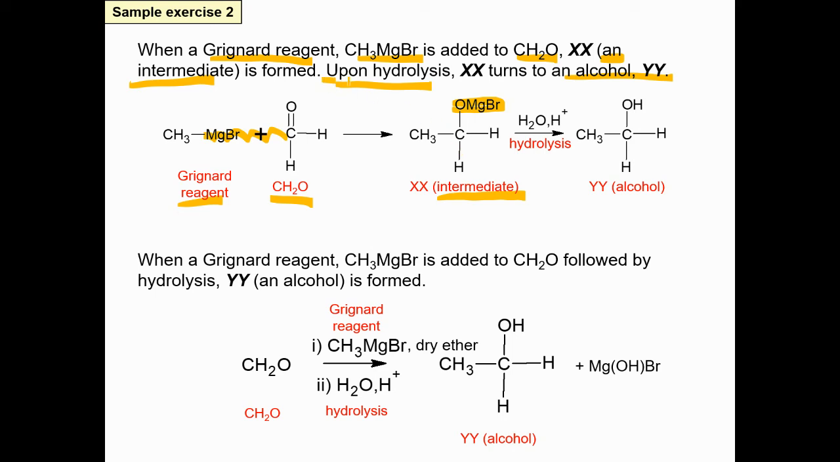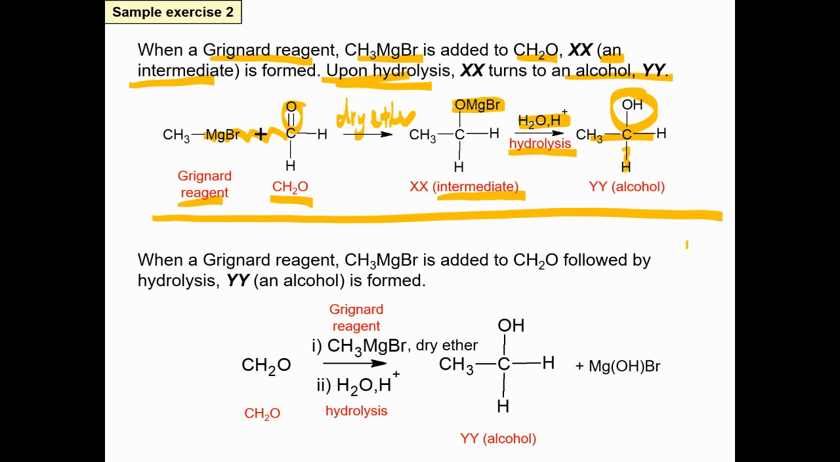Then it says upon hydrolysis, H2O, H+, and remember to write dry ether. Upon hydrolysis, it will turn to alcohol. The double bond O becomes OH. So this is the chemical equation.